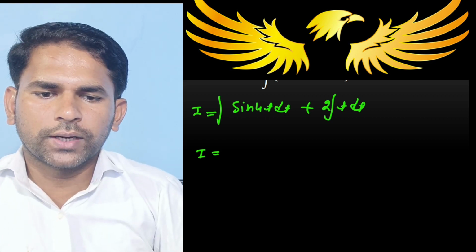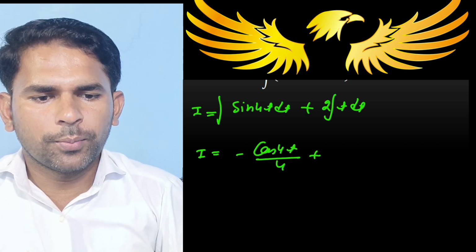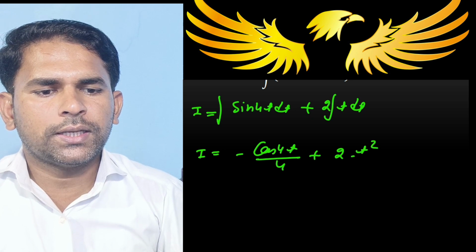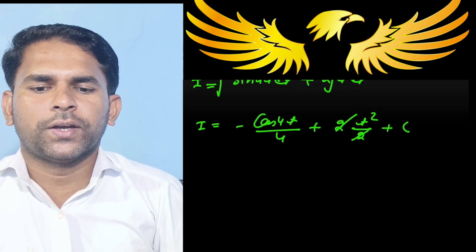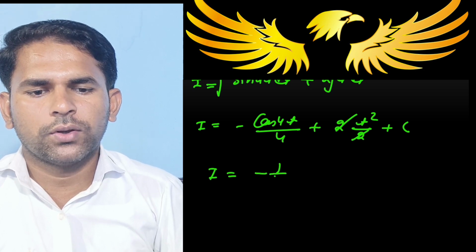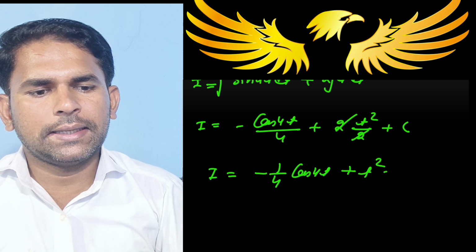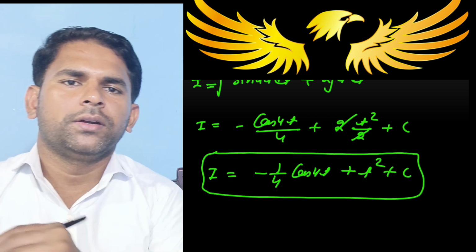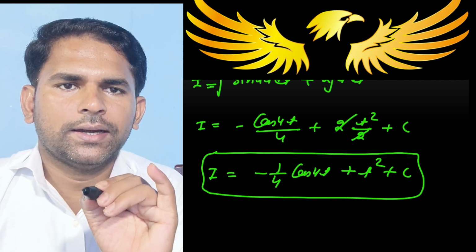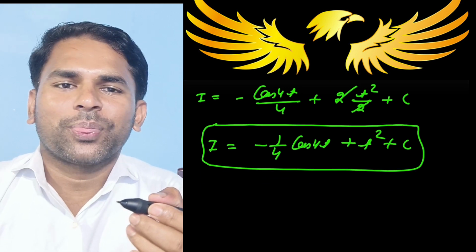Okay, so now we can write here minus of cos 4t divided by 4 plus 2 t square upon 2 plus c. So 2 cancels. So finally we can write I is equal to minus 1 upon 4 cos 4t plus t square plus c. So this is the answer of the given question. Okay, till here any doubt? Yes or no? Clear? Now you can see the next question on the screen.